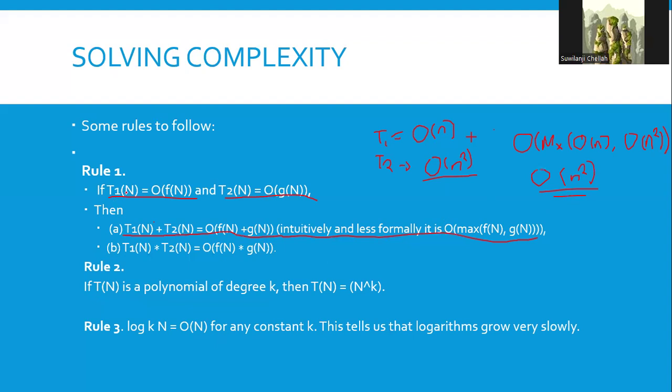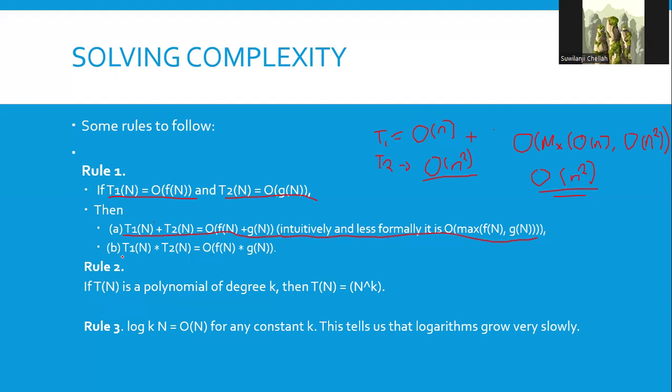So rule number one says, I'll repeat it again: if we have the time complexity of algorithm 1 and also the time complexity of algorithm 2, when we add these two time complexities, what we're getting is the maximum of the two complexities. I hope that makes sense.